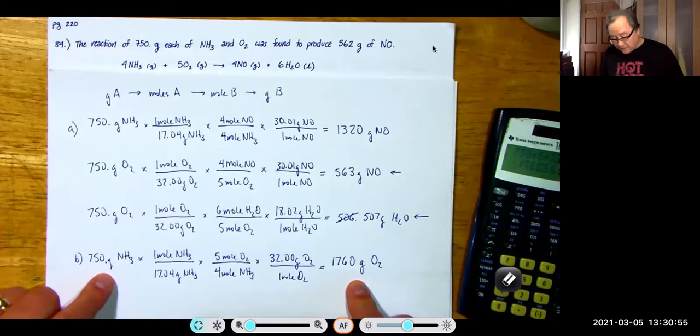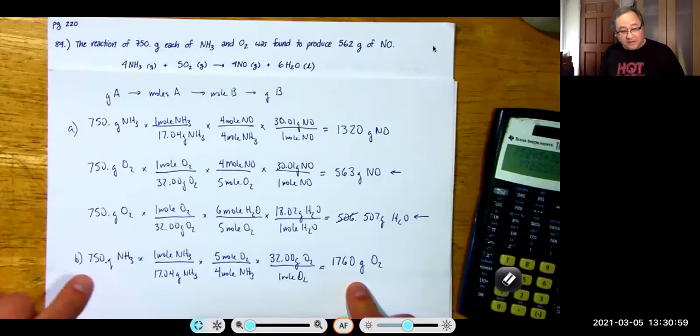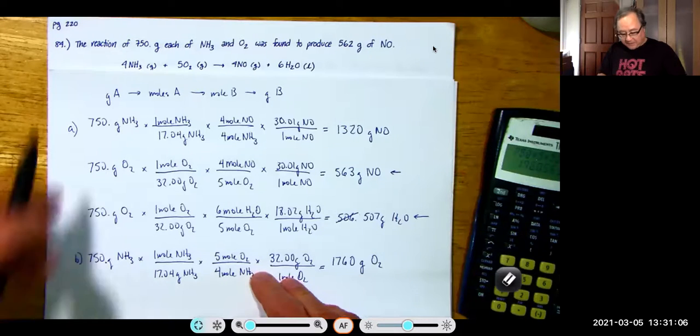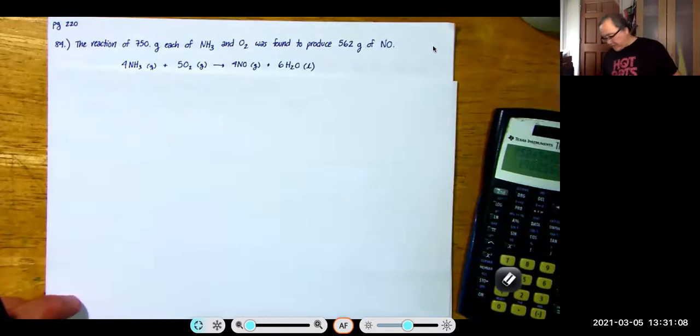And if there's not enough O2, because we only have 750 grams, that means not all of the NH3 will react and some will be in excess. Okay, so there's that problem. Put that off to the side.